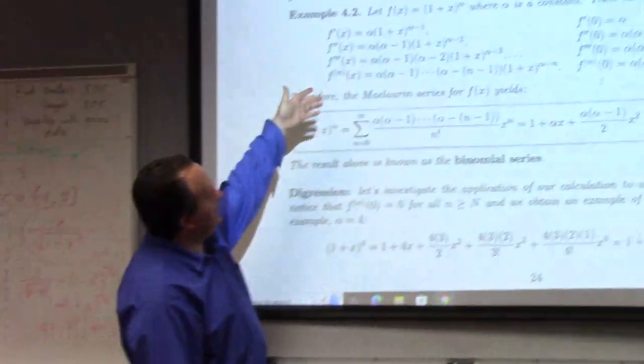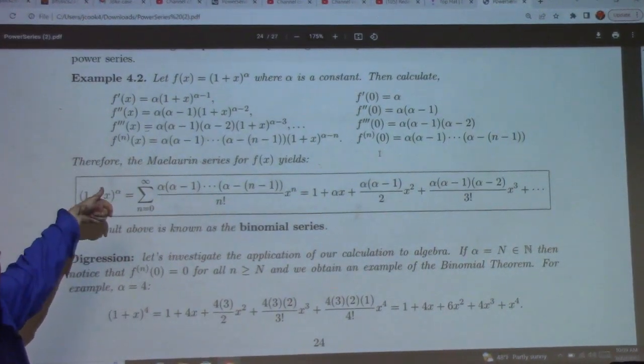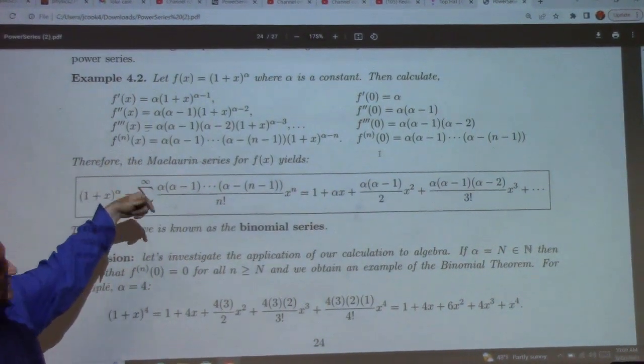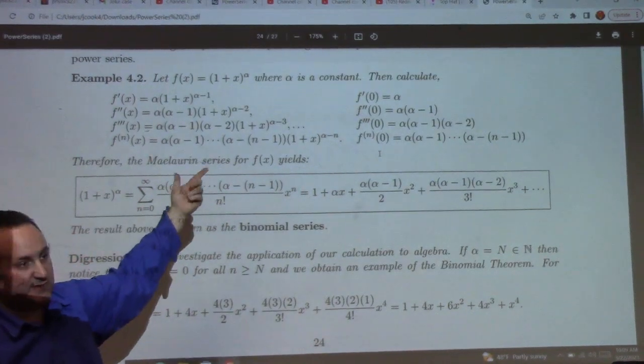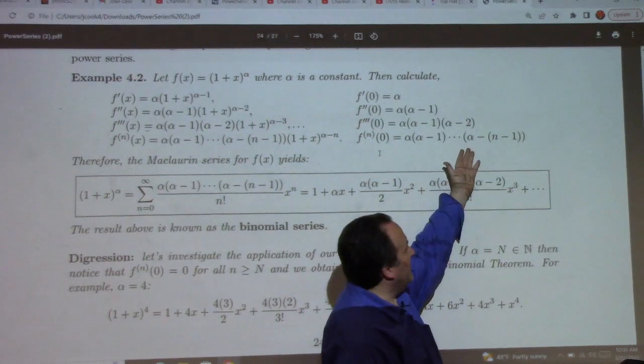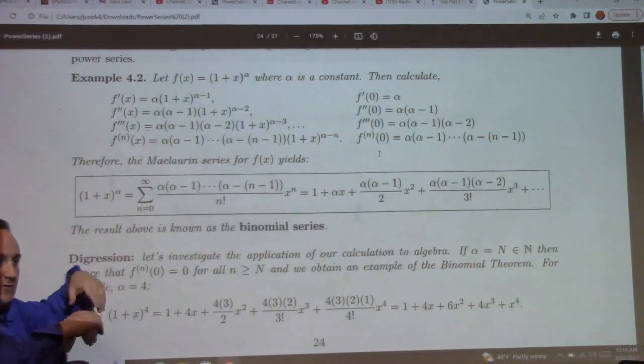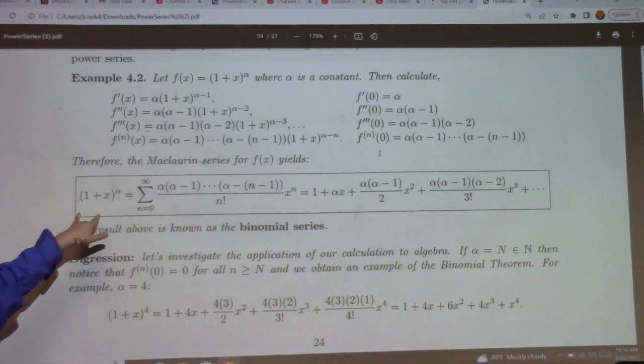It's very simple. F of x, 1 plus x to the alpha, differentiate, differentiate, differentiate, differentiate. You can easily see that you get alpha, alpha times alpha minus 1, alpha times alpha minus 1 times alpha minus 2, alpha times alpha minus 1, all the way to alpha times alpha minus n minus 1 if you take n-fold derivatives. And then if you plug in 0, that gives us the Maclaurin series for this.